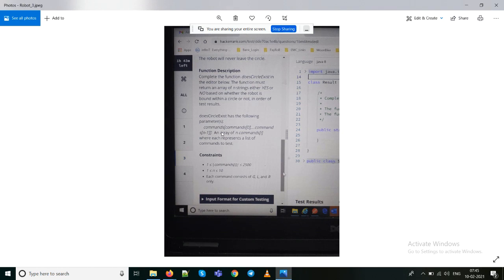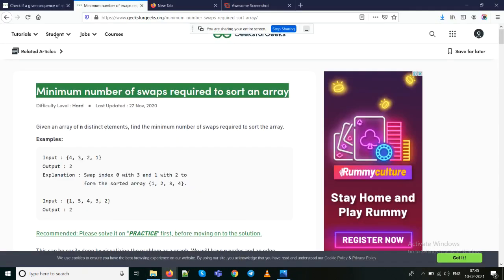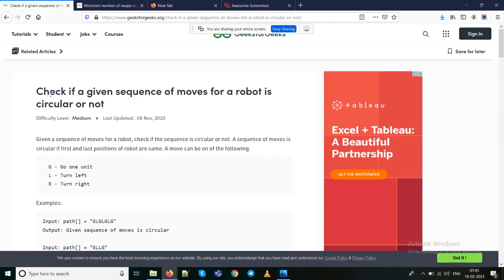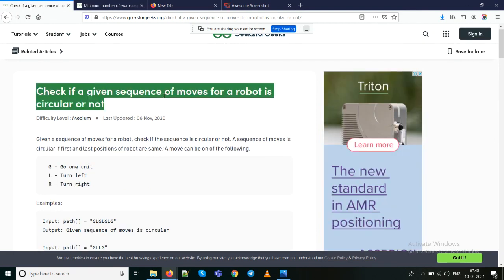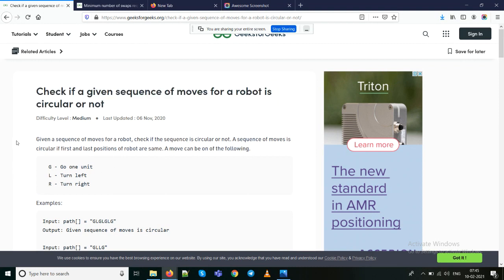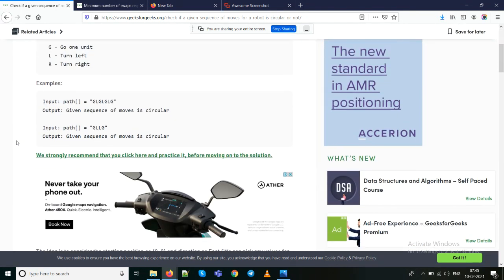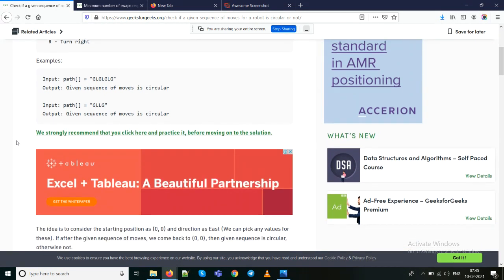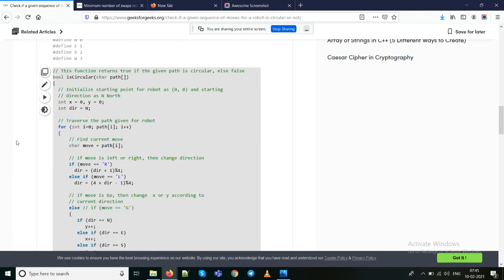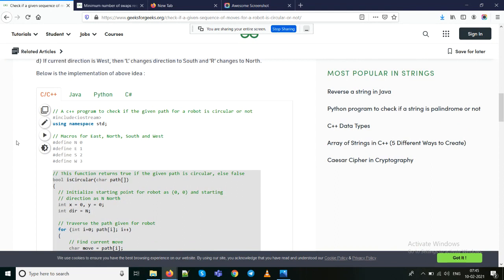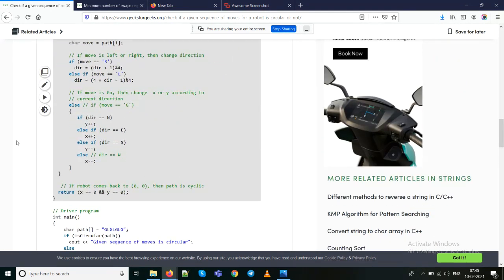Even this question I found pretty much the same as one of the questions on GeeksforGeeks, so you can have a look and do a comparison. There was a question on GeeksforGeeks like check if a given sequence of moves for a robot is circular or not. This I find pretty much the same. We are given some sequence and trying to figure out whether that sequence is circular or not. There are a couple of constraints, and a couple of solutions have been given here in four languages. So I think that's it, friends.